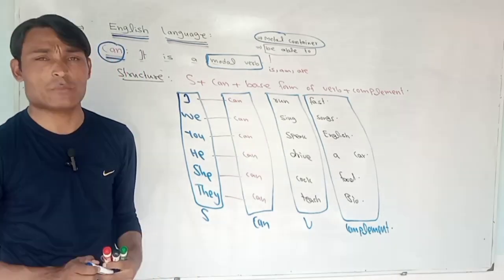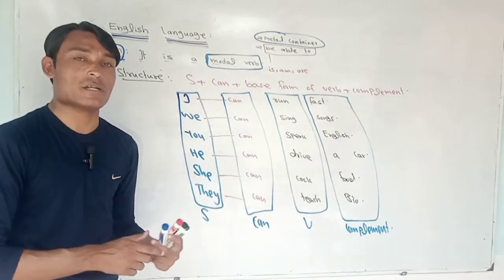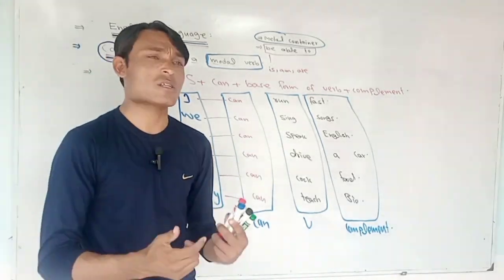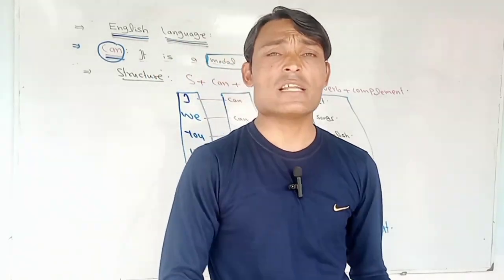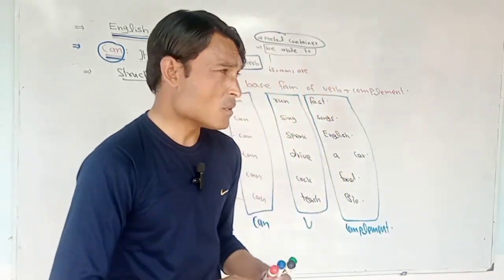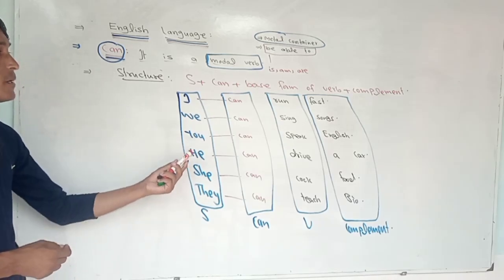As you know, what does complement mean? Simply, we can say the words which complete a sentence. If you ask me a question, "Sir, what is object?" simply we can say object is a part of complement here. So this is the structure for affirmative sentence.